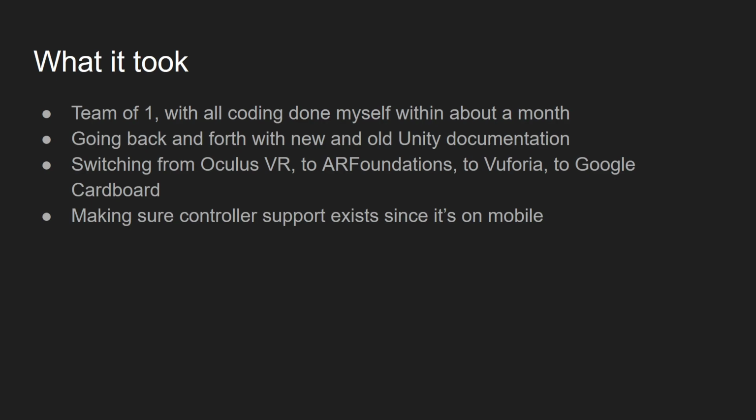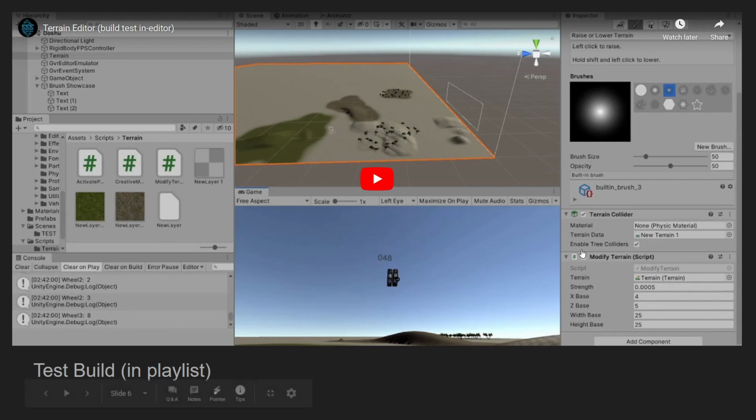When I was finally getting ready to port everything over to AR, I really didn't like how it was working out, so I tried AR Foundation first, and I tried Vuforia. Like I said, I didn't like either one, so I switched over to my last resort, Google Cardboard. And because I had everything on mobile, and it was VR mobile, I had to make sure that there was controller support, because otherwise I have like no way to interact, well, nicely. So this is a quick video of what the test build is like.